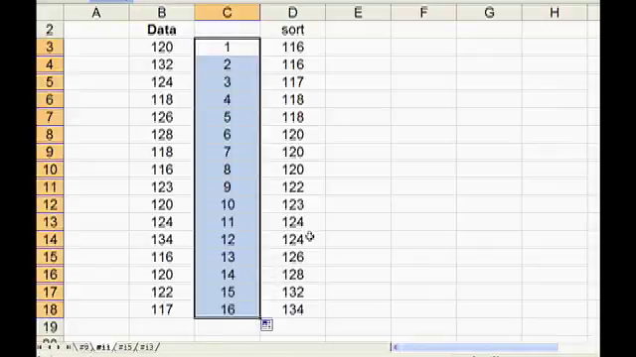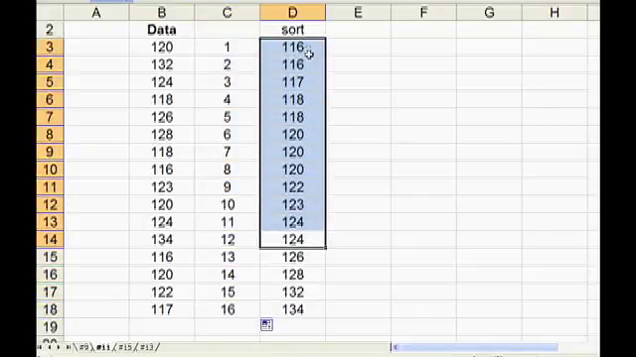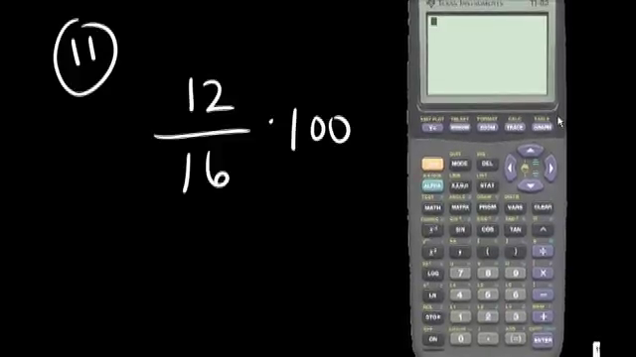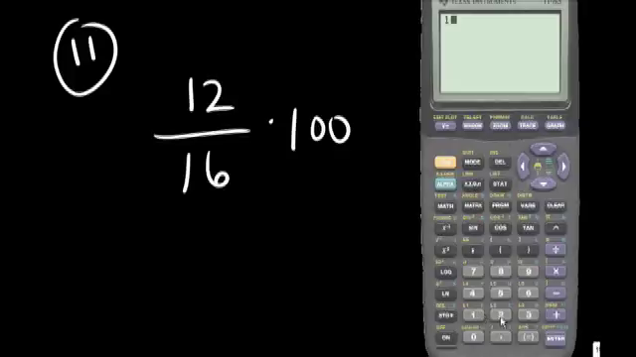So, the data point of 126, there are 12 data values out of 16 that are less than 126. 12 divided by 16 times 100. The answer is 75. This is the 75th percentile.